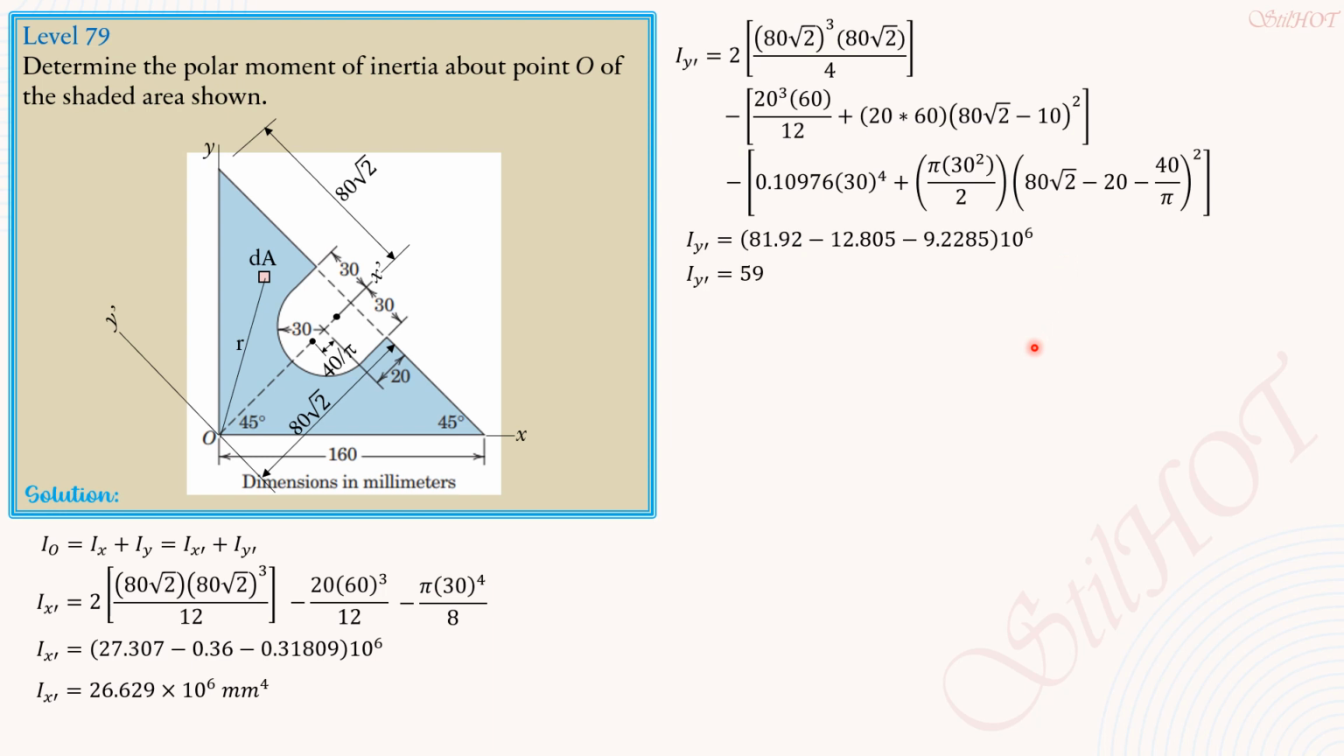Combining, Iy prime equals 59.8865 times 10 to the 6 mm to the 4th. Therefore, the polar moment of inertia about point O, Io, equals 26.629 plus 59.8865 quantity times 10 to the 6. Then it is equal to 86.52 times 10 to the 6 mm to the 4th.